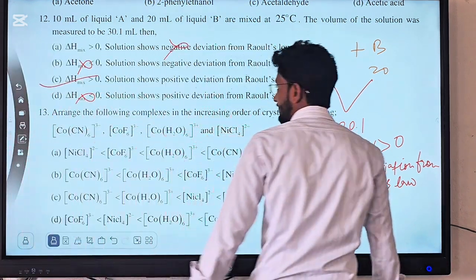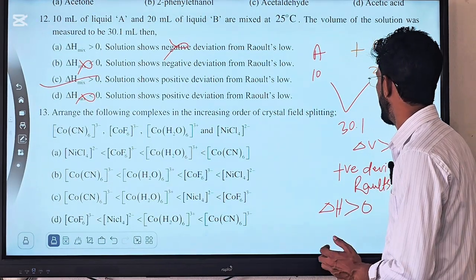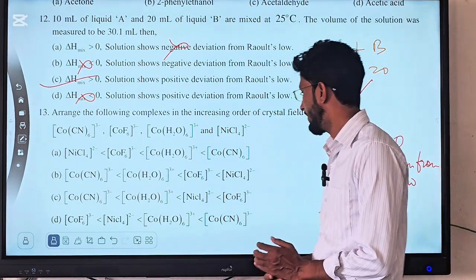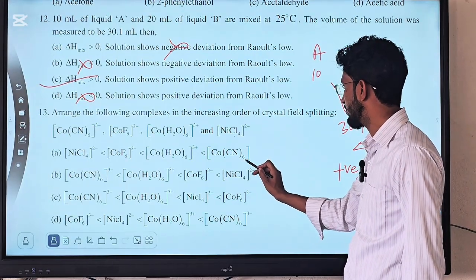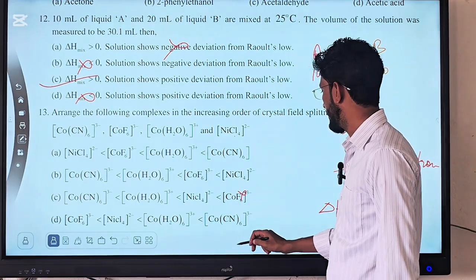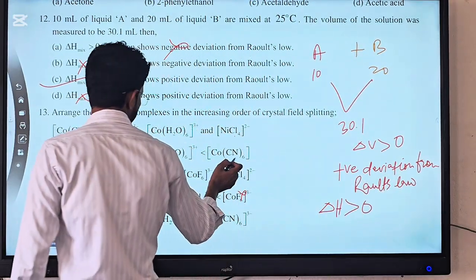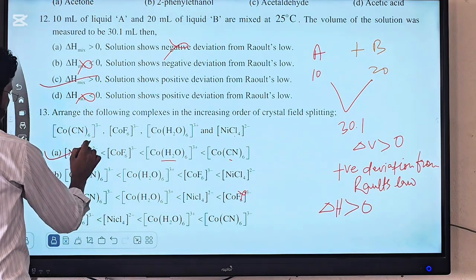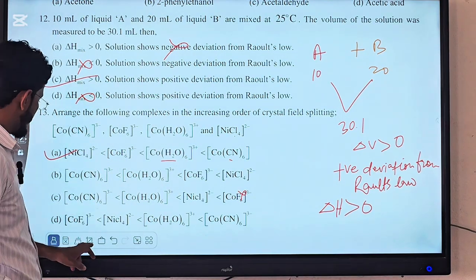Now, arrange the following complexes in increasing order of crystal field ligand strength. Now see here, Cl is a weak ligand, CN is a strong ligand. Now the answer will be CN, then H2O, then halide. The answer will be A. Okay. Now after that, question number 13.